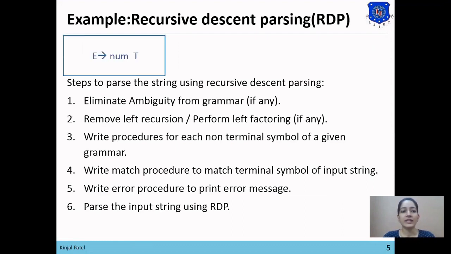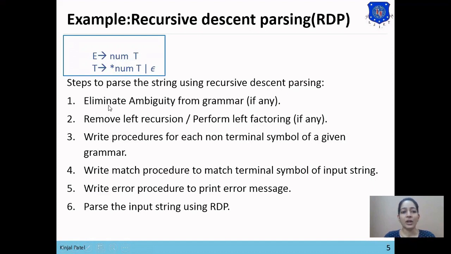So here is an example of recursive descent parsing. One grammar is given: E produces number T, T produces star number T or null, where number represents a digit from 0 to 9. These are the steps to parse the input string using recursive descent parsing.